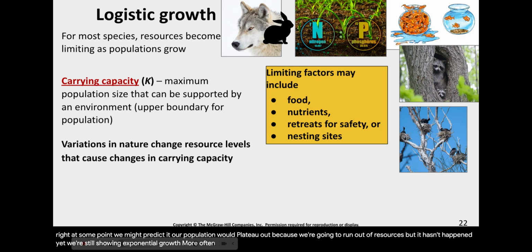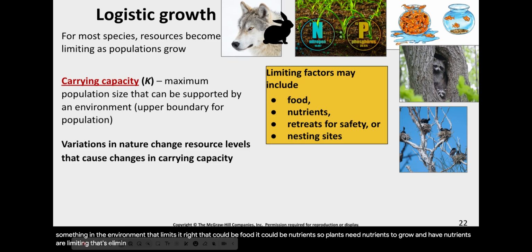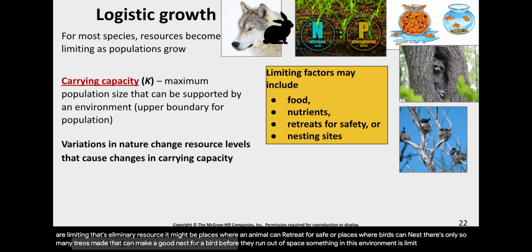More often than not, though, populations are going to show logistic growth, right? There's going to be something in the environment that limits it, right? That could be food. It could be nutrients. So plants need nutrients to grow, and if nutrients are limiting, that's a limiting resource. It might be places where an animal can retreat for safety, right? Or places where birds can nest. There's only so many tree snags that can make a good nest for a bird before they run out of space. Something in the environment is limited.